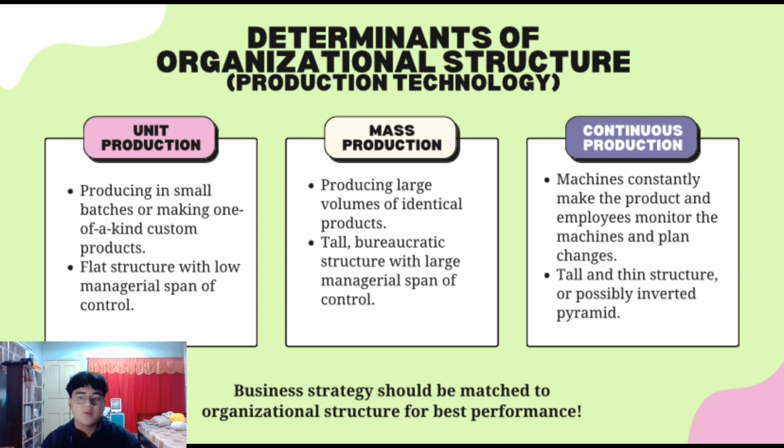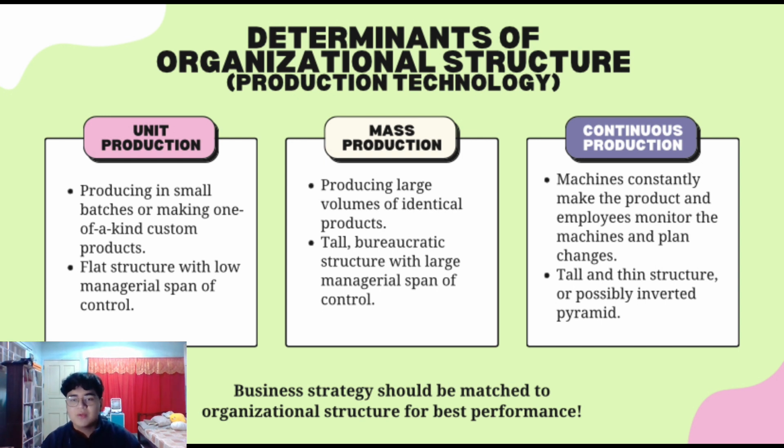Examples of firms which fall under unit production include advertising and consulting firms. Up next, we have something we are all quite familiar with, and it's mass production. If a business specializes in mass production, they can work their organizational structure around something tall and bureaucratic with a large managerial span of control. Firms which fall under mass production include those that produce large volumes of identical products with the use of machines and assembly lines, kind of like how breweries work.